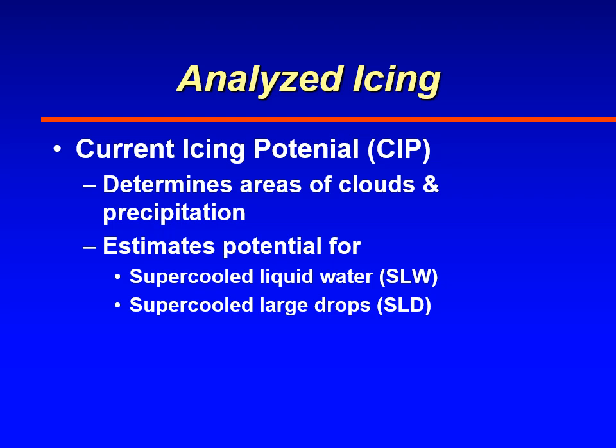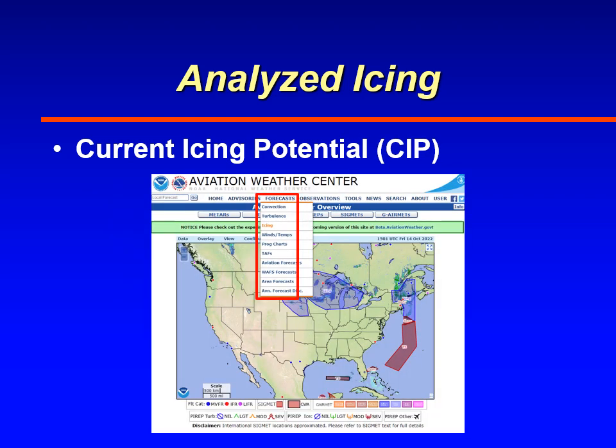Using all available information, it determines where there are areas of clouds and precipitation, and from that, it estimates the potential for supercooled liquid water and also supercooled large drops. You can find this information at various locations. Specifically, the Aviation Weather Center is the source of this information.